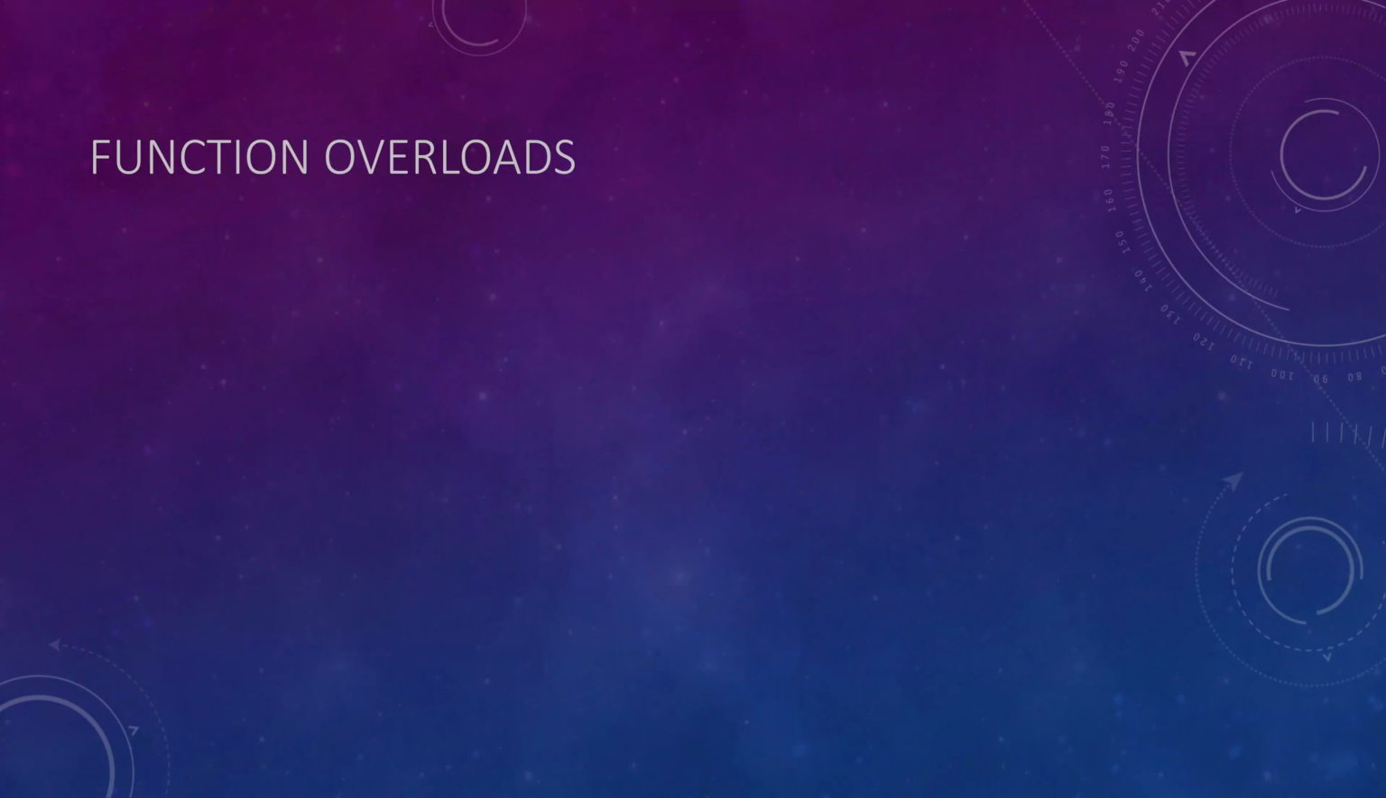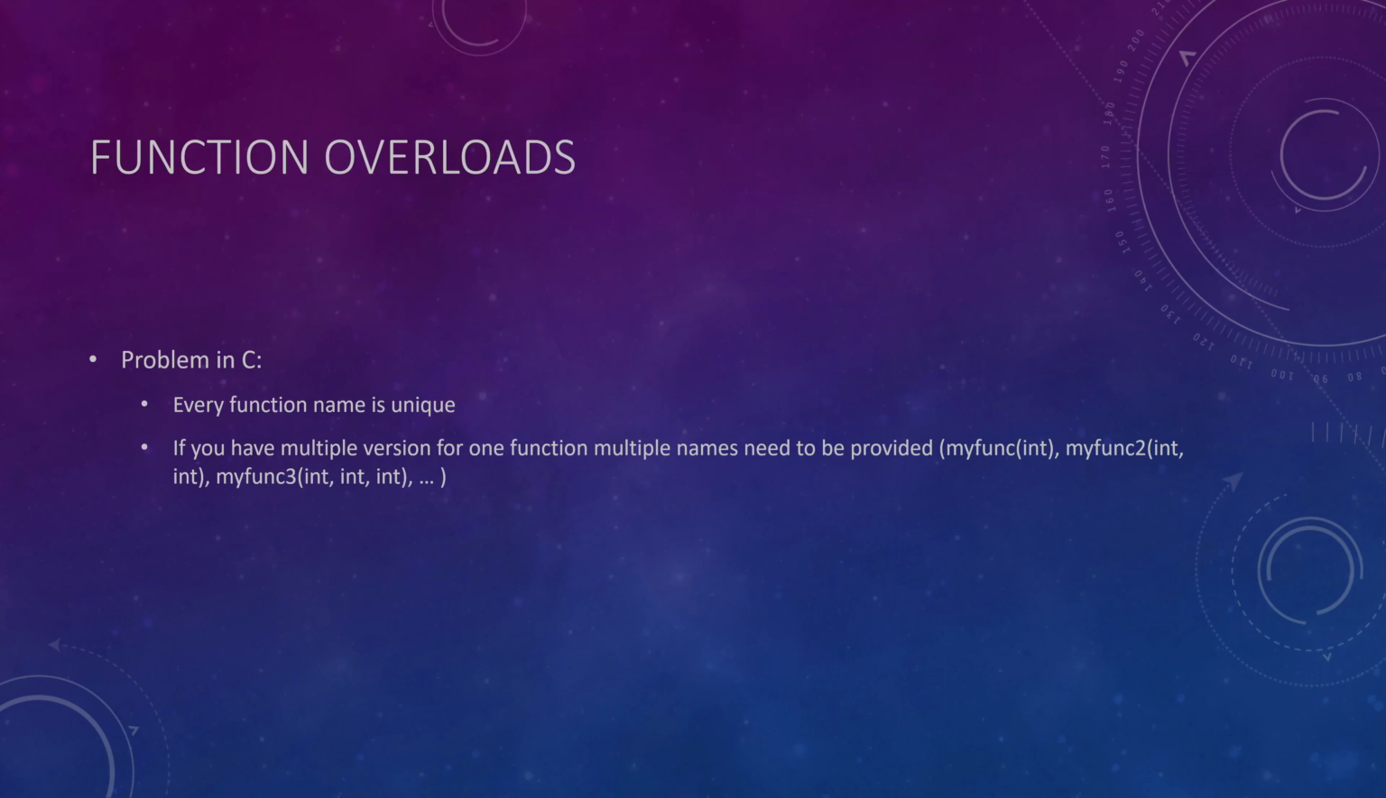Now let's talk about function overloads. So function overloads, what is a problem in C? Every function name is unique, which basically means that we are only allowed to use one function name once. So one name, one function, one signature, it's fixed, and you can never change it. It's just one function name, and you can never ever use it again. As soon as it was used, you can only use the name once. Is this a problem? It can be a problem.